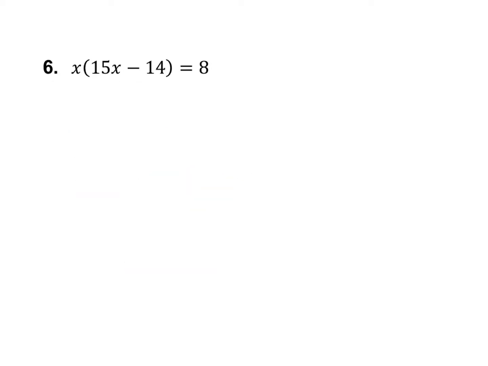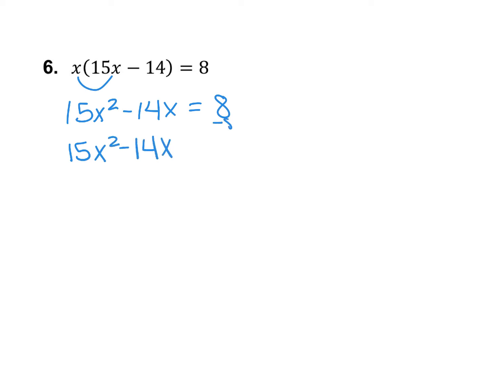All right, so for this next one, we have to simplify before we can start moving anything from side to side. So let's start here, and we're going to have 15x squared minus 14x is equal to 8. And now we need to set it to 0. So I have 15x squared minus 14x, and I'm minusing the 8 on both sides. So minus 8 is going to be equal to 0. So then let's go ahead and find our factors. All right, and our factors are 1 times 15 and 3 times 5.